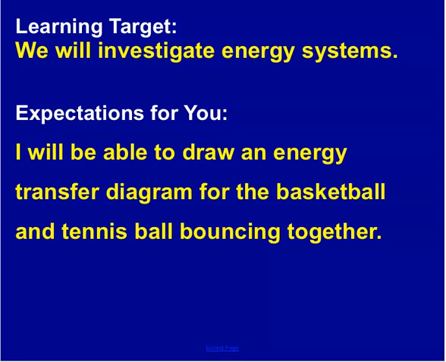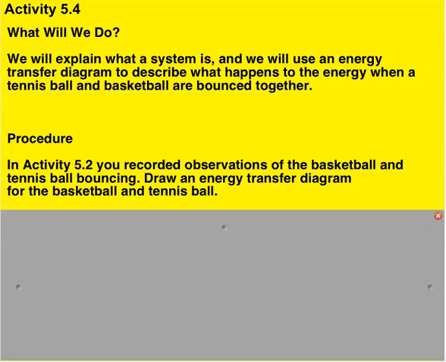Now, one thing I'll let you know is when you look at your book, a lot of times it'll say racquetball, racquetball, racquetball. But we've switched out the racquetball with a tennis ball. So wherever you see racquetball, don't get confused. Just use a tennis ball instead. So we're going to explain what a system is, and we will use an energy transfer diagram to describe what happens to the energy when a tennis ball and a basketball are bounced together.